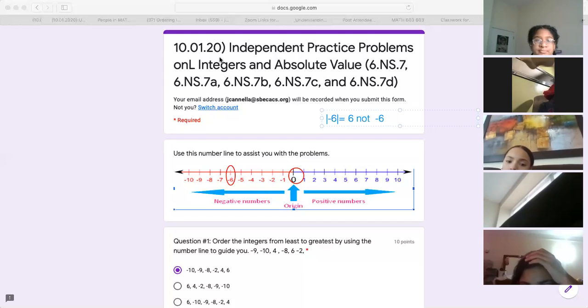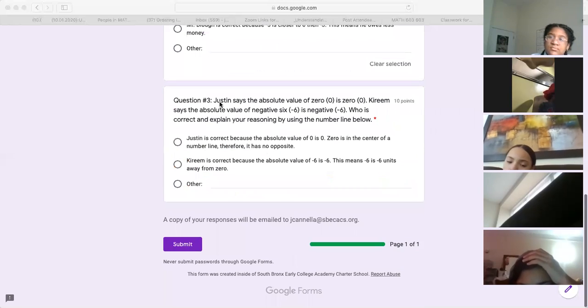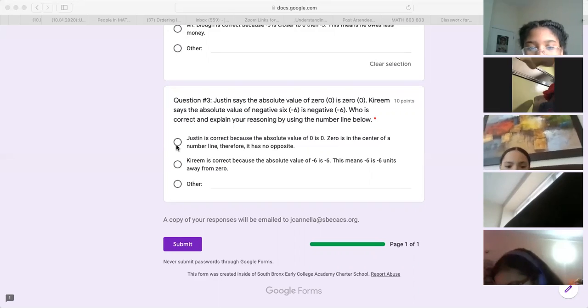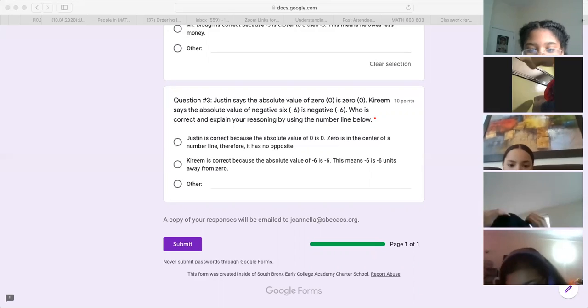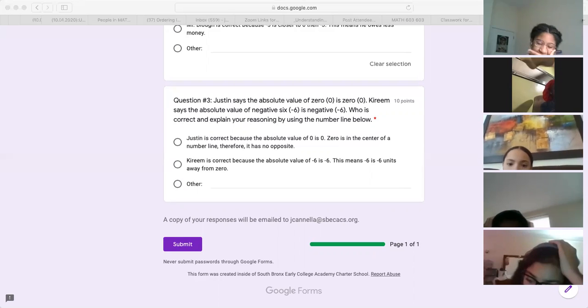Therefore, if we know that the absolute value of 0 is 0, and the absolute value of negative 6 is 6, now I can decide who is correct. So Justin says the absolute value of 0 is 0, and Kyrene says it's negative 6. Who's correct? We just did it. Kyrene? I heard someone say Justin. Can you tell me why you say Justin? It's Justin, I meant. Why did you change your mind?